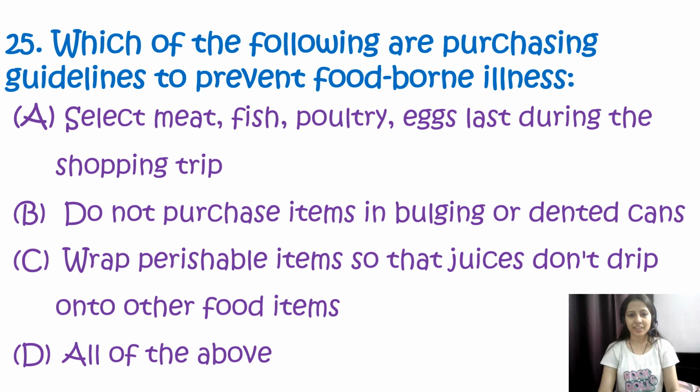Question number 25. Which of the following are the purchasing guidelines to prevent foodborne illness? Options are: select meat, fish, poultry, and eggs last during the shopping trip. Next, do not purchase items in bulging or dented cans. Wrap perishable items so that the juices do not drip onto other food items, or all of the above. Okay, do comment down the correct option for this question.